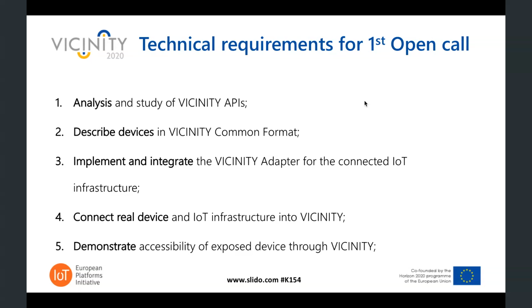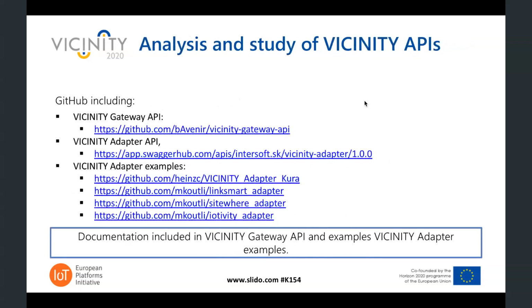So for the analysis, what is currently available, even during the writing of the open call, we already have the vicinity gateway API, which is the first 0.2 version. We're currently building a new version right now, which will be available in month 30.